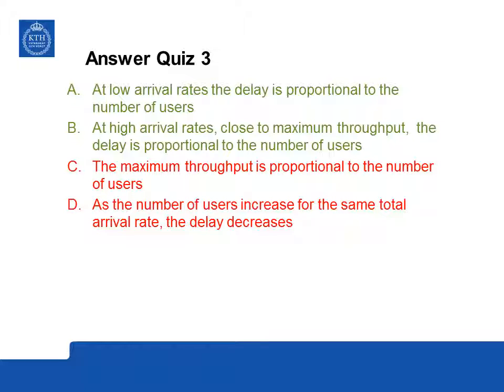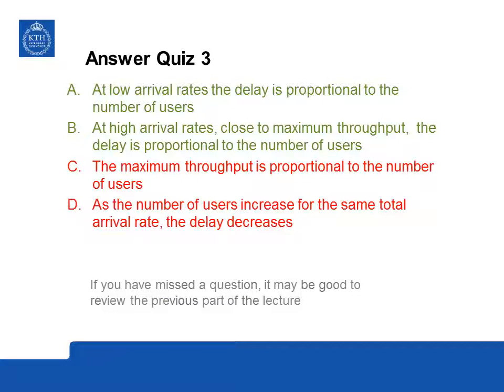And here are the correct answers. At lower arrival rates, the delay is proportional to the number of users. Yes, that is true for both FDMA and TDMA systems. At higher arrival rates, close to the maximum throughput, delay is also proportional to the number of users. So the constant m stays in front of the delay expression. So it will be m times higher than a system with only one user.